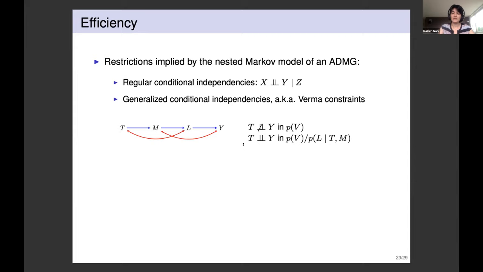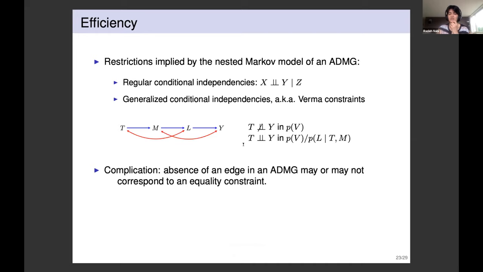So working with ADMGs in general to reason about efficiency is difficult because the absence of an edge in an ADMG, unlike DAGs, may or may not correspond to an equality constraint. So for example, in this graph here, the variable Z and the variable Y are not adjacent, but this doesn't correspond to any equality constraint.